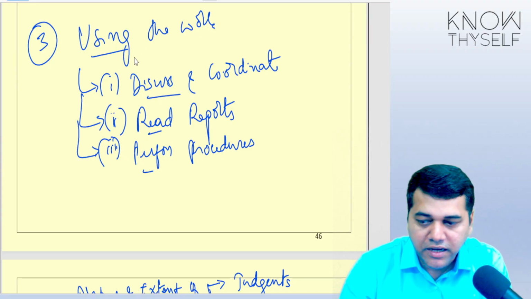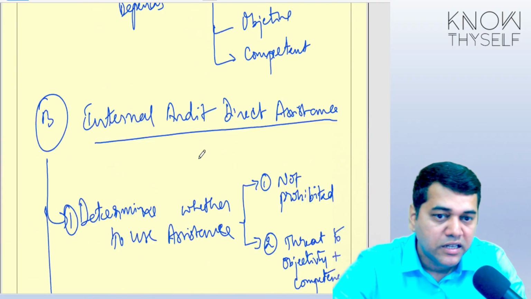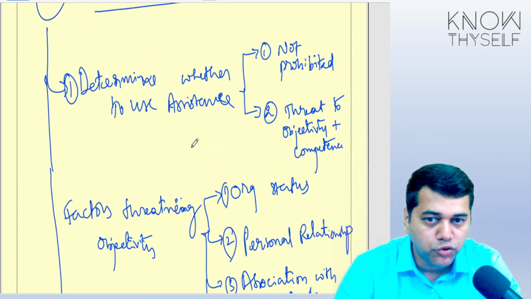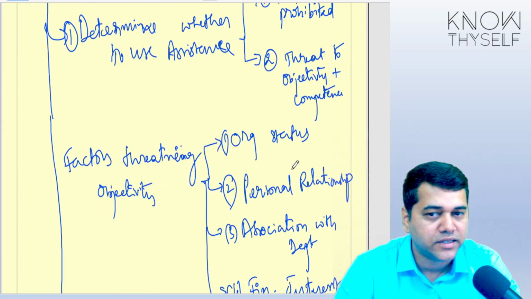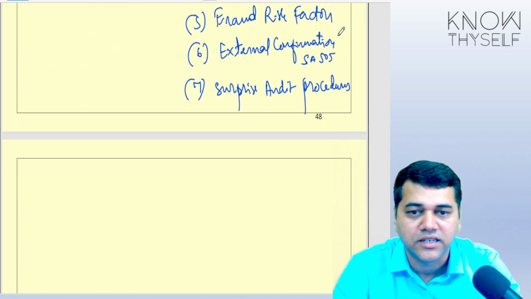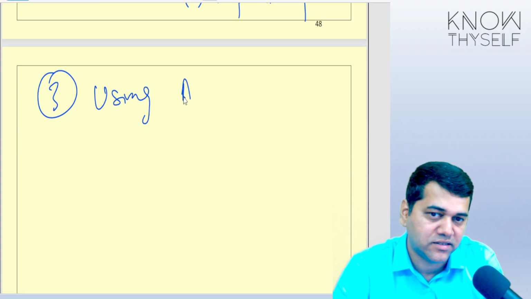This is that last para, review the work, but some portion they have already given in your Q&A. So that's why now we will streamline it. So we have written the first one, should I use them? Okay, not prohibited and threat. Second, determining the nature and extent. And the third thing, using assistance. Write this.